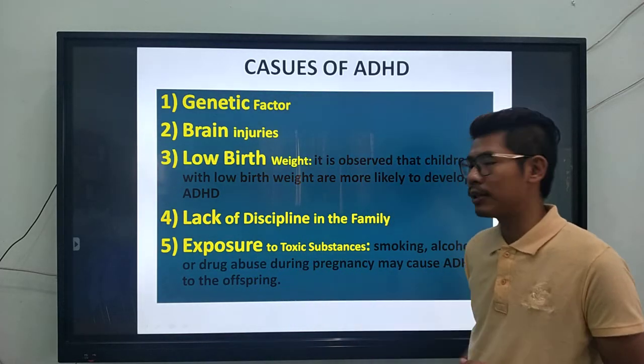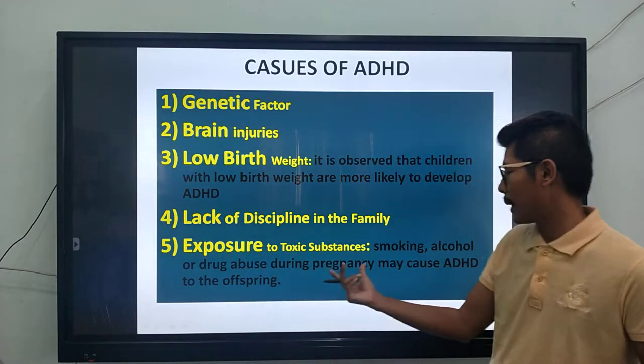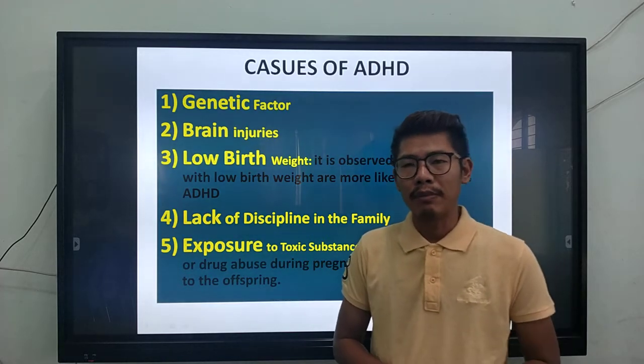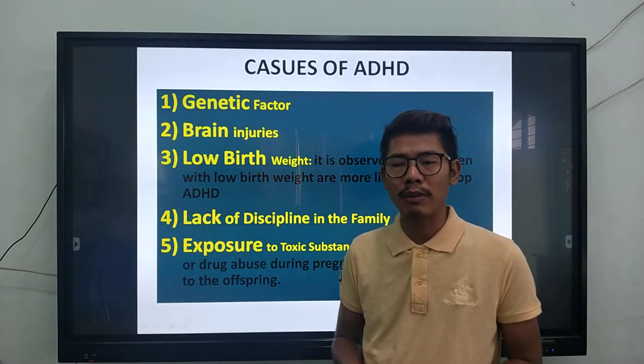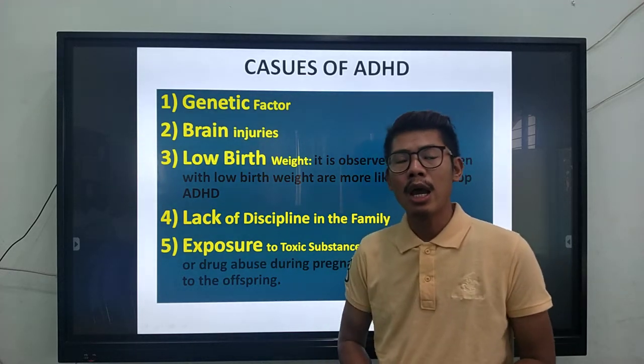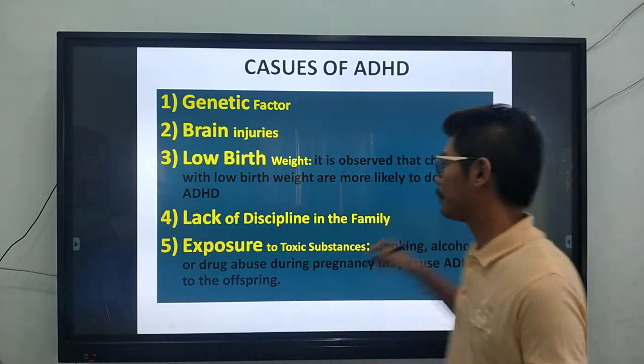Exposure to toxic substances. Now, smoking, alcohol, and drug abuse during pregnancy may cause ADHD in the offspring. So, if your parents were exposed to these kinds of substances, maybe smoking, maybe alcohol, then even the child, that is the offspring, may have the problem of ADHD. So these are the causes of ADHD.